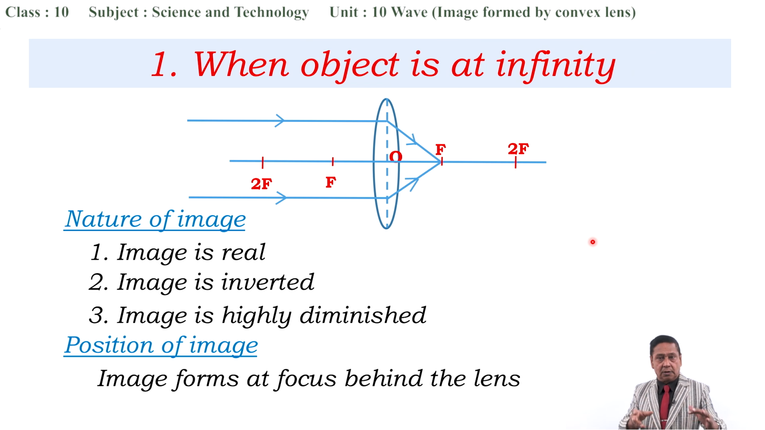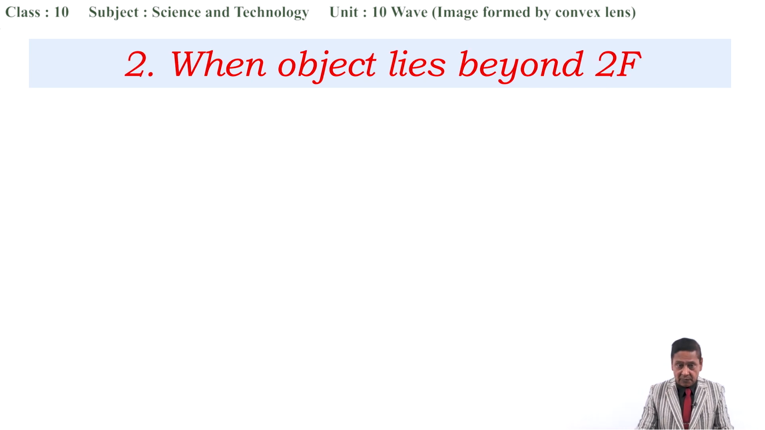If you are told to draw a ray diagram to show the image formed by a convex lens when the object is at infinity, you have to draw this way. And you can write nature of image like this and position of the image like this. Okay, now let's go to another. Second, when object lies beyond 2f.